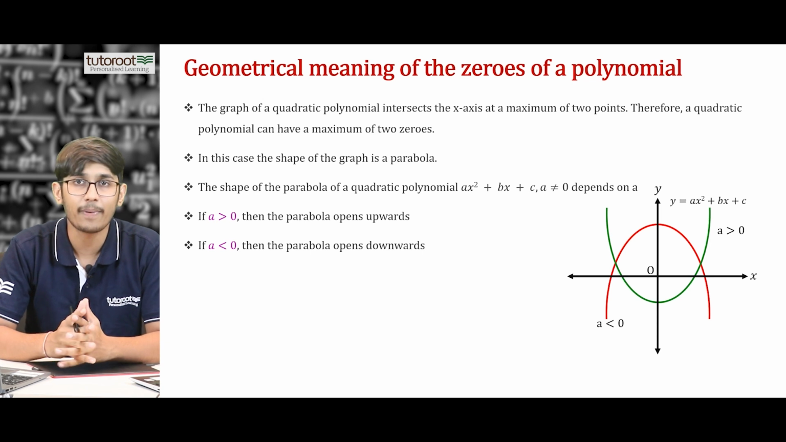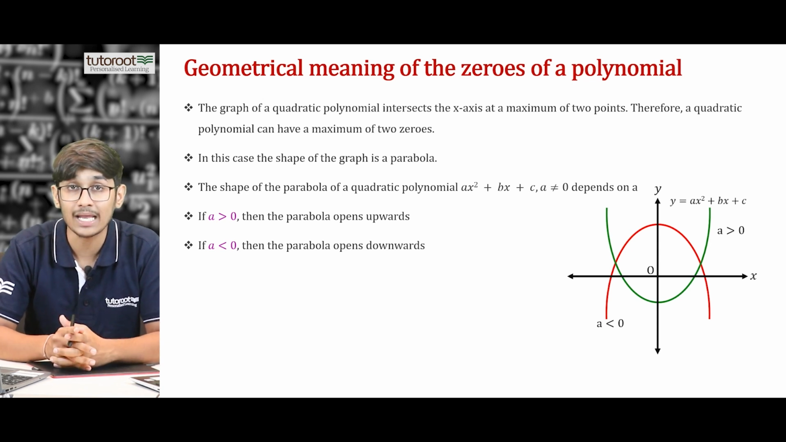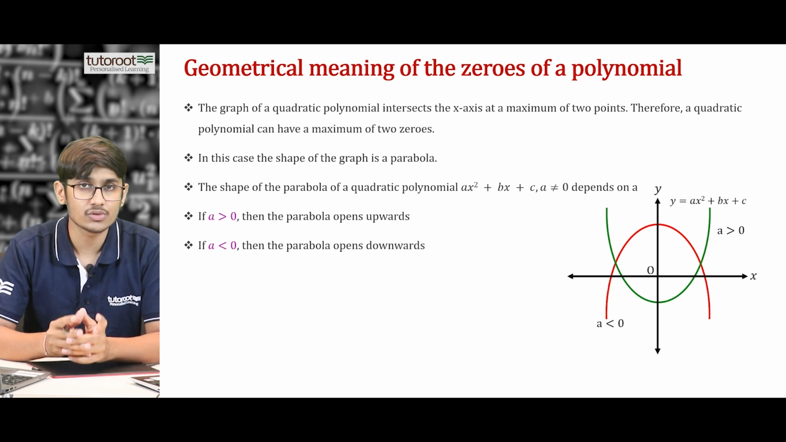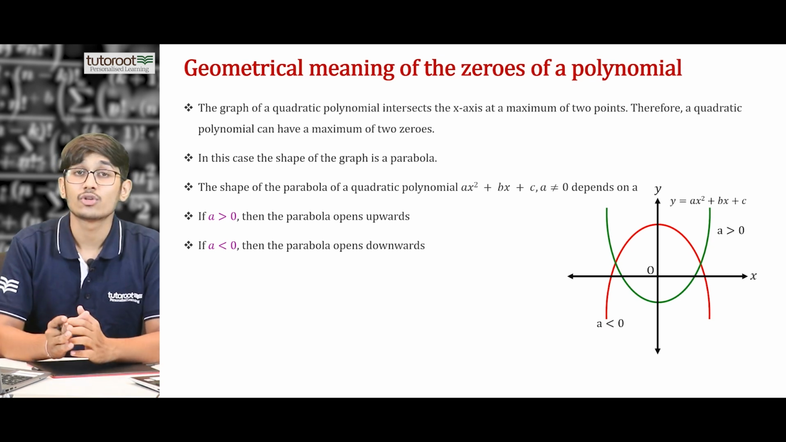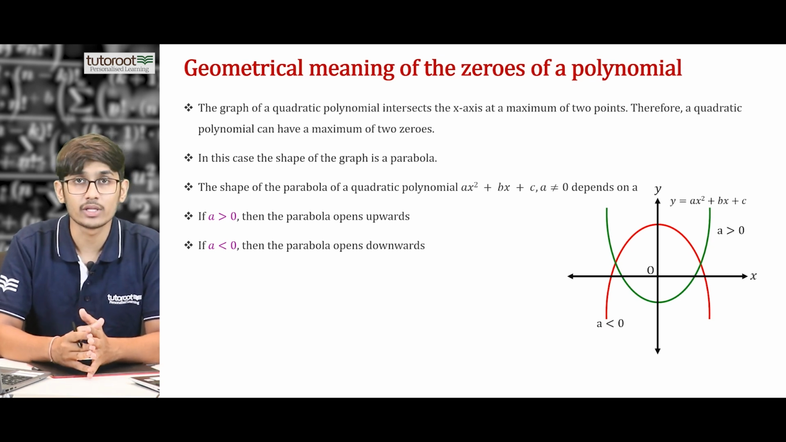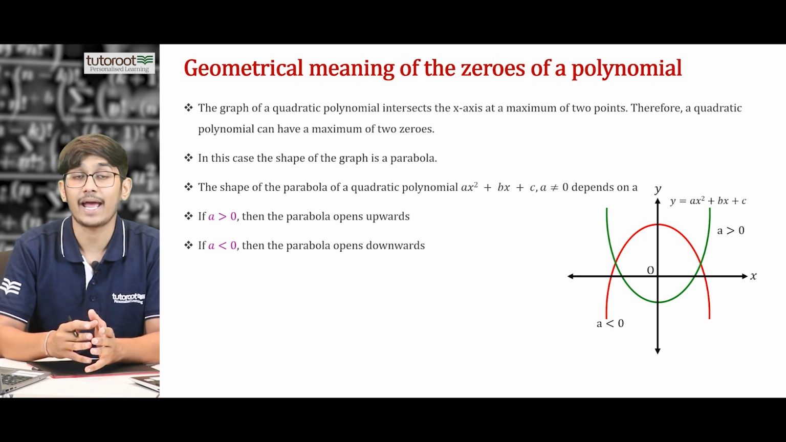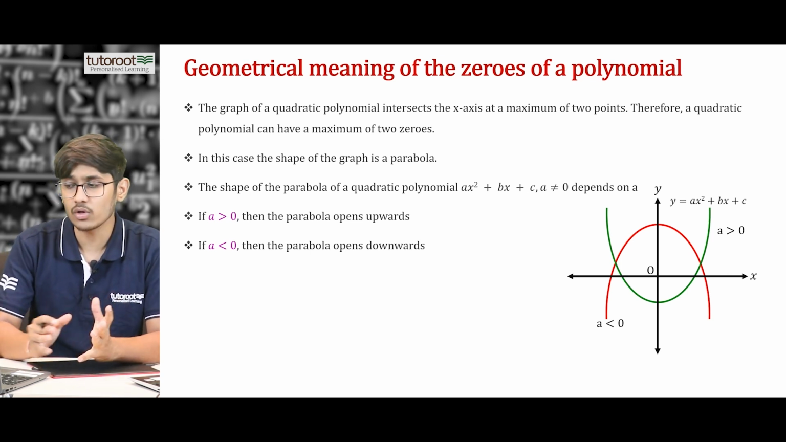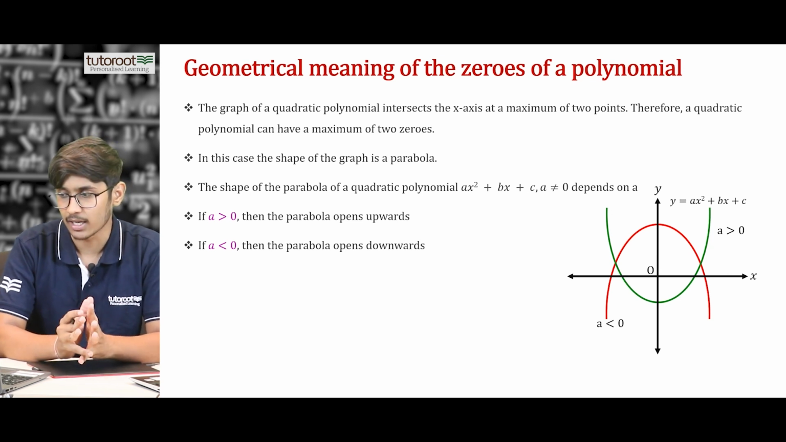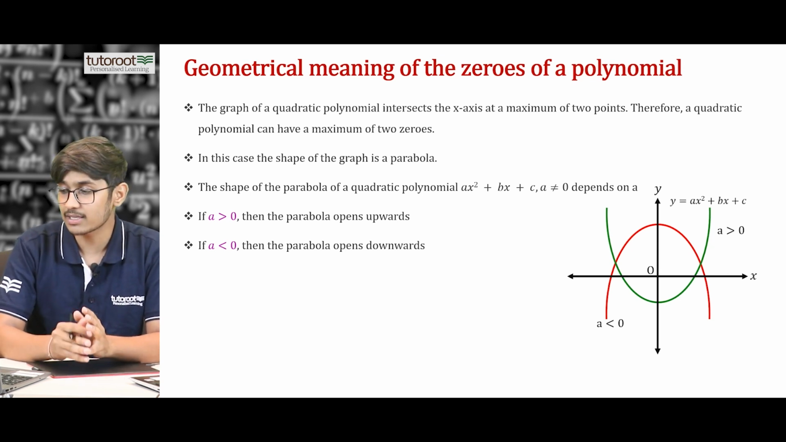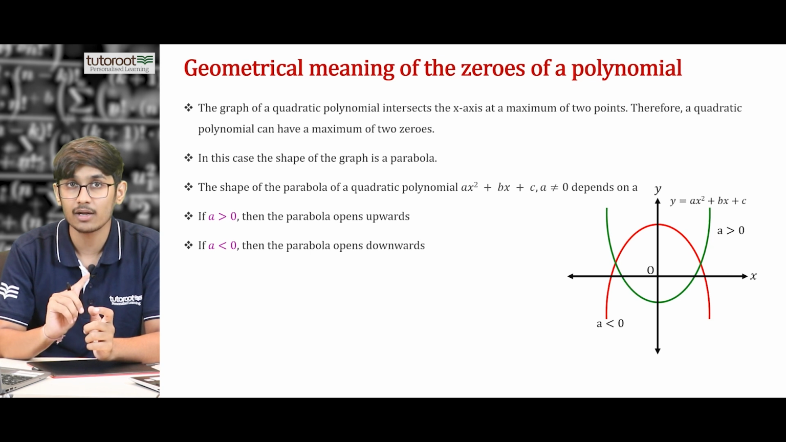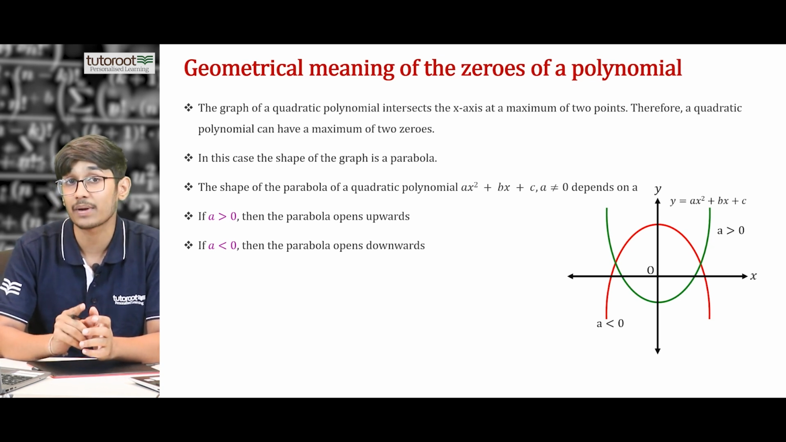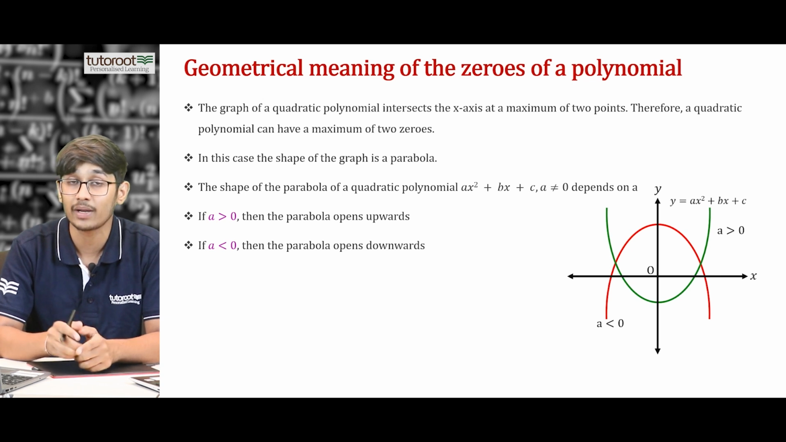The shape of the parabola of a quadratic polynomial ax square plus bx plus c, where a is not equal to 0, depends on a. So if a is greater than 0, then the parabola opens upwards, and if a is less than 0, the parabola opens downwards. You can have a look at the graph shown on the screen. Where a is greater than 0, it is represented in red, which is upwards, and where a is less than 0, it is represented in green, where the parabola is opening downwards.